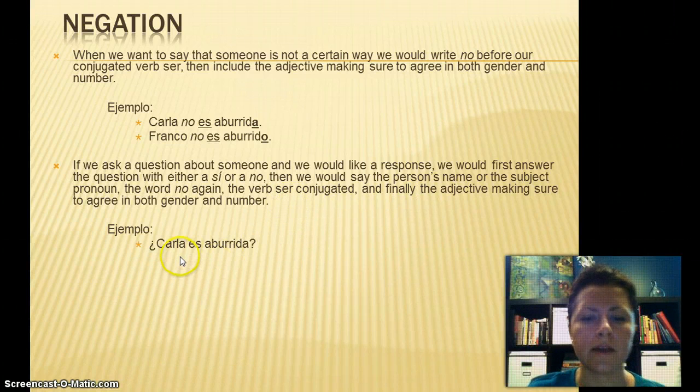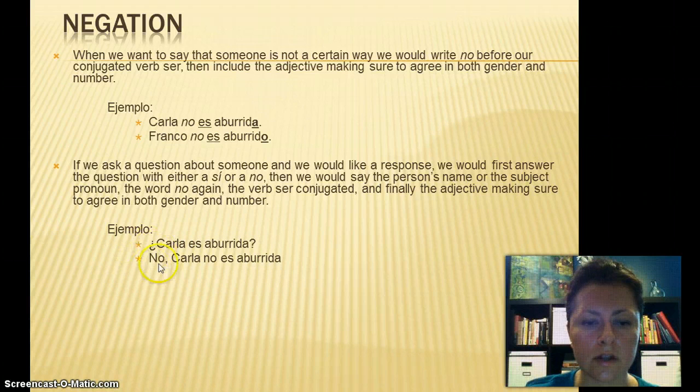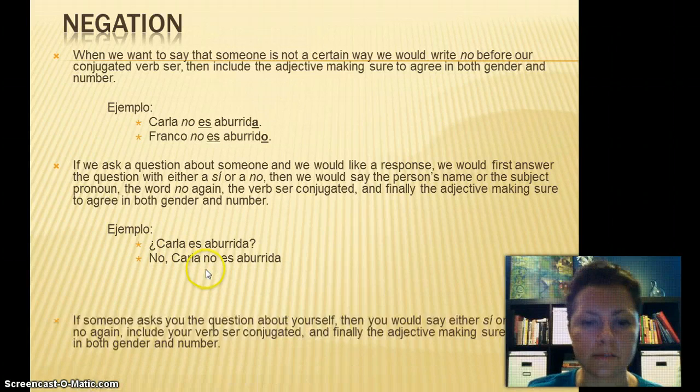So here's the example. Is Carla a boring person? No. Answer the question. No, comma. Carla is not boring. Okay, no. Carla, no. Before your conjugated verb, and then aburrida, make sure you agree here. Okay, I often get some mistakes. I often get students write, no, Carla es aburrida. So what you're doing is you're saying, yeah, she actually is. No, Carla is boring. Okay, but we want to say no, the double negation here.